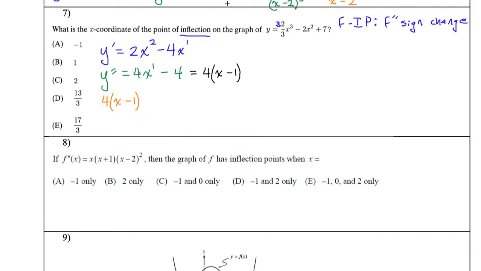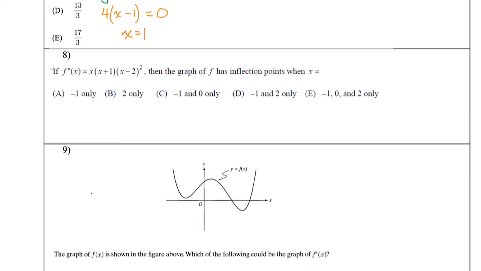So I have 4 times the quantity of x minus 1. I'm going to set it equal to 0, and that means obviously 4 can't be 0, but x minus 1 could be 0, and that means that x is equal to 1. I know that this is an inflection point because this is to the power of 1. 1 is odd. Whenever you have an odd power, you're going to have a sign change, and that is the definition of an inflection point. So at x equals 1, correct answer is B.